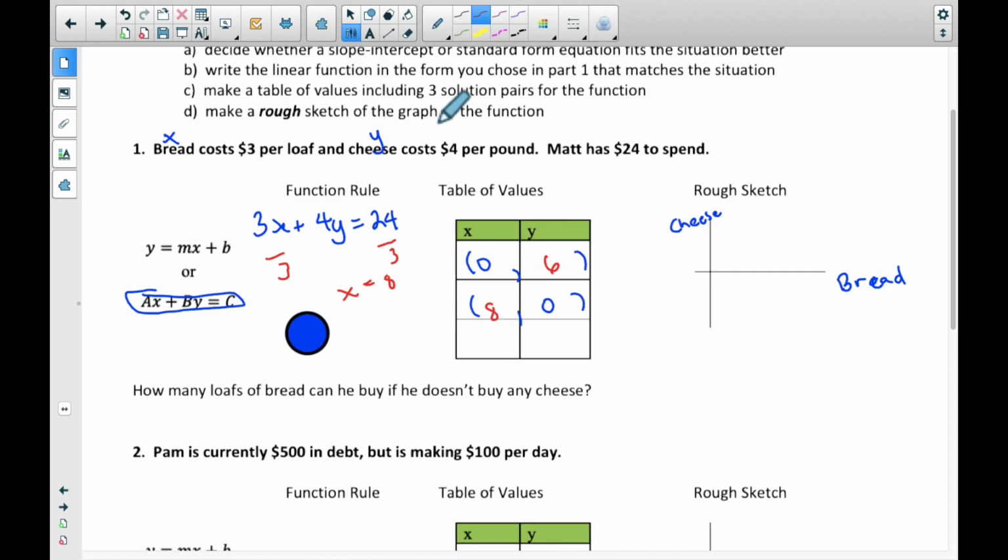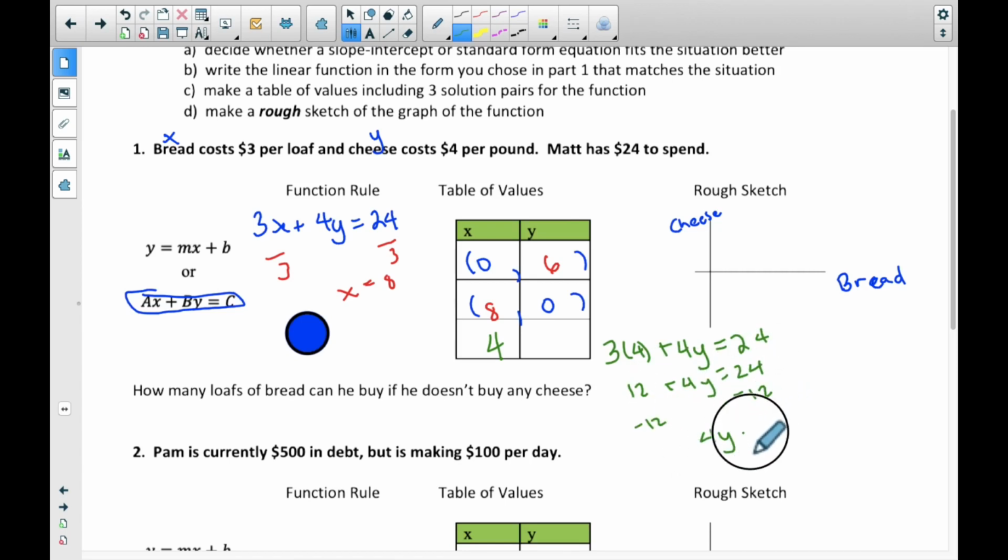Maybe we could plug in a 4 and see what we get if we plug in a 4. So let's say we plug in a 4. Well, what do we do then? What we do is we plug that into the equation. So I'll show you over here. I'm going to take 3 times 4 plus 4y is equal to 24. And now I'm going to solve this. So that's 12. So I need to subtract that 12. So I have 4y is equal to 12, and I'll divide by 4, and I get y equals 3. So I'm going to take that 3 and put it in my table. I don't think we really had to have a third point, but that way we've got it.